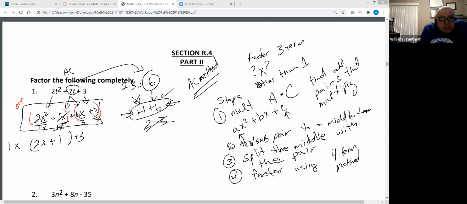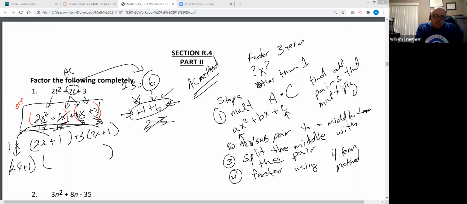So I divide each by 3. 6 divided by 3 is 2x. 3 divided by 3 is 1. And the parentheses are identical. So we can continue. The next step for factoring 4 terms was to factor out the parentheses. 2x plus 1 factors out. What's left inside the parentheses is 1x and a plus 3.